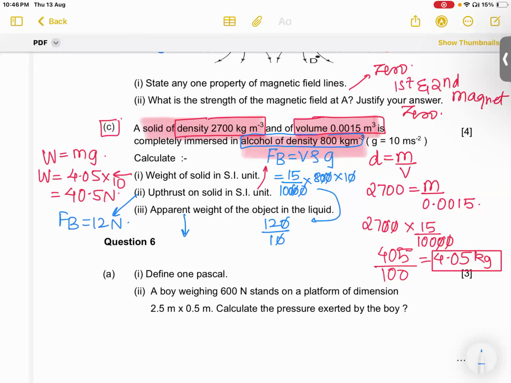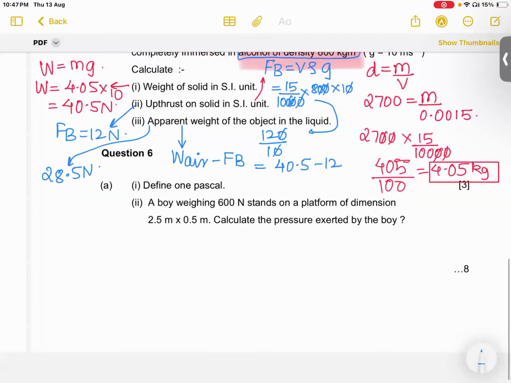Apparent weight I'm supposed to find. I think we all know what apparent weight is, the weight in liquid. So it is weight in air minus the FB, students. So weight in air is 40.5 minus 12. So kids, 40.5 minus 12 is giving me my answer as 28.5 Newton. Okay, come on. I'm proceeding to the next question.